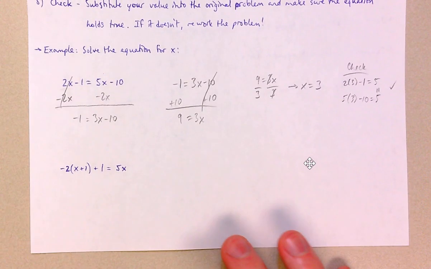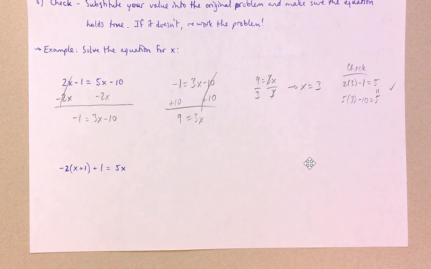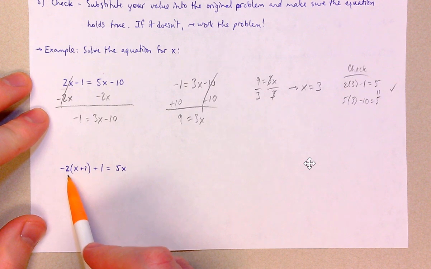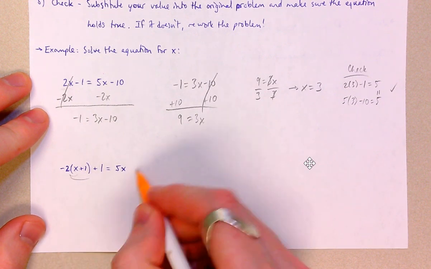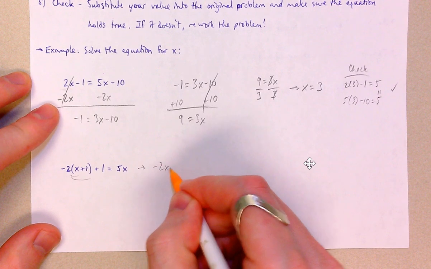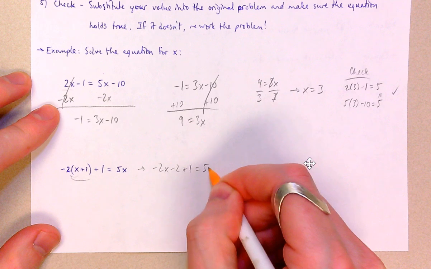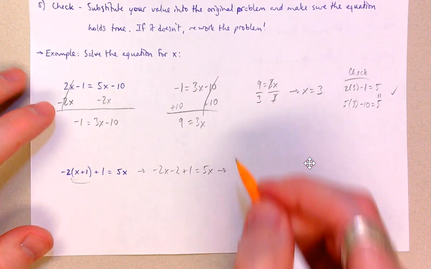All right, moving on to the second one here. We have -2 times the quantity x plus 1, and then another plus 1, and that's equal to 5x. All right, this left-hand side can be simplified more, so let's take care of that. I'm going to distribute the -2 into these two terms to give me -2x minus 2. I still have my plus 1, and that's equal to 5x.